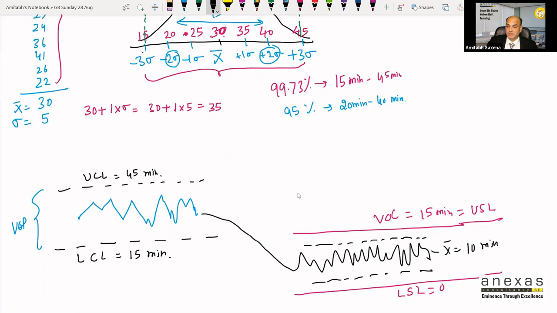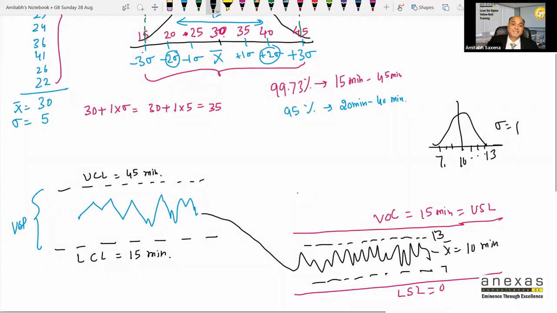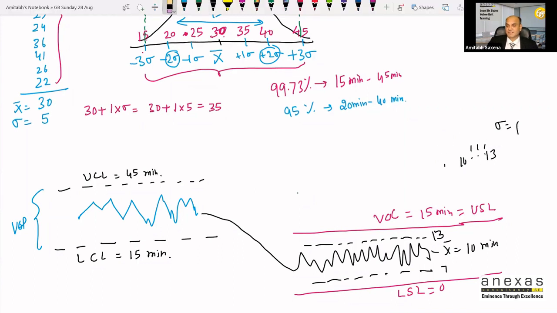So it goes up to 13 and it goes down to 7. 1 minute means plus minus 3 sigma. So if my new process would look something like this, 10 minutes, 1, 2, 3, 1, 2, 3. Standard deviation is 1. So 11, 12, 13, and 9, 8, 7. So it will be between 7 to 13. Now this process is a beautiful process. It is satisfying the customer, satisfying the patient, satisfying the government, satisfying the senior management, satisfying everyone.